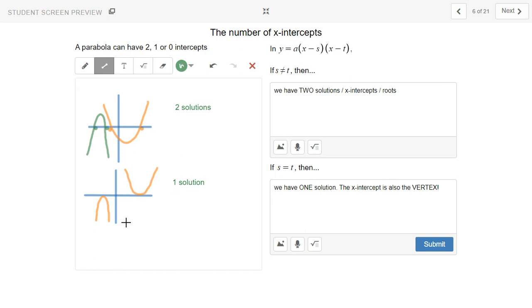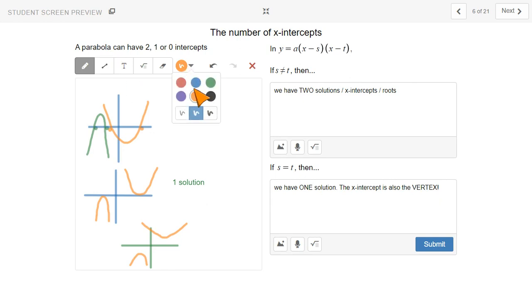Our third scenario is when we have zero solutions. It's possible that we have a parabola that opens up and starts above the x-axis, or a parabola that opens down but starts below the x-axis. In that case, we have zero solutions.